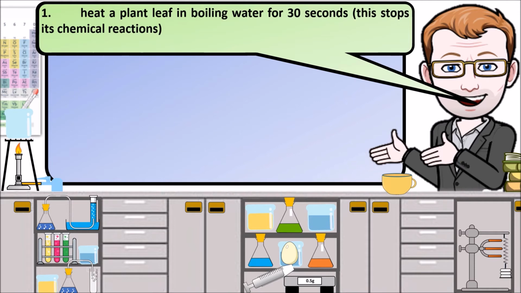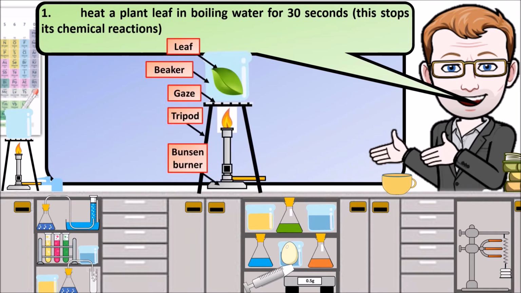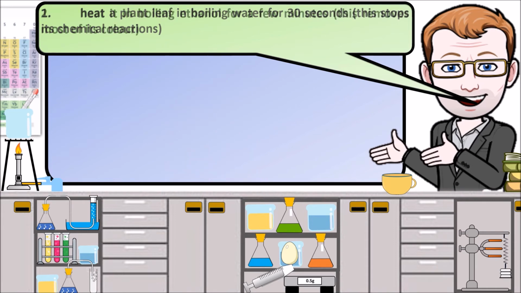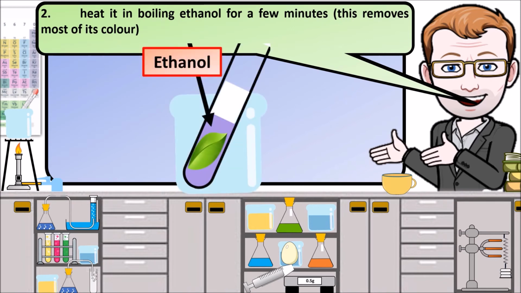So we start off by boiling the leaf for 30 seconds in boiling water. So this stops any chemical reactions taking place. So it's stopping any of the starch from being broken down. We then leave it in boiling ethanol for a few minutes. So this boiling ethanol will remove the chlorophyll.